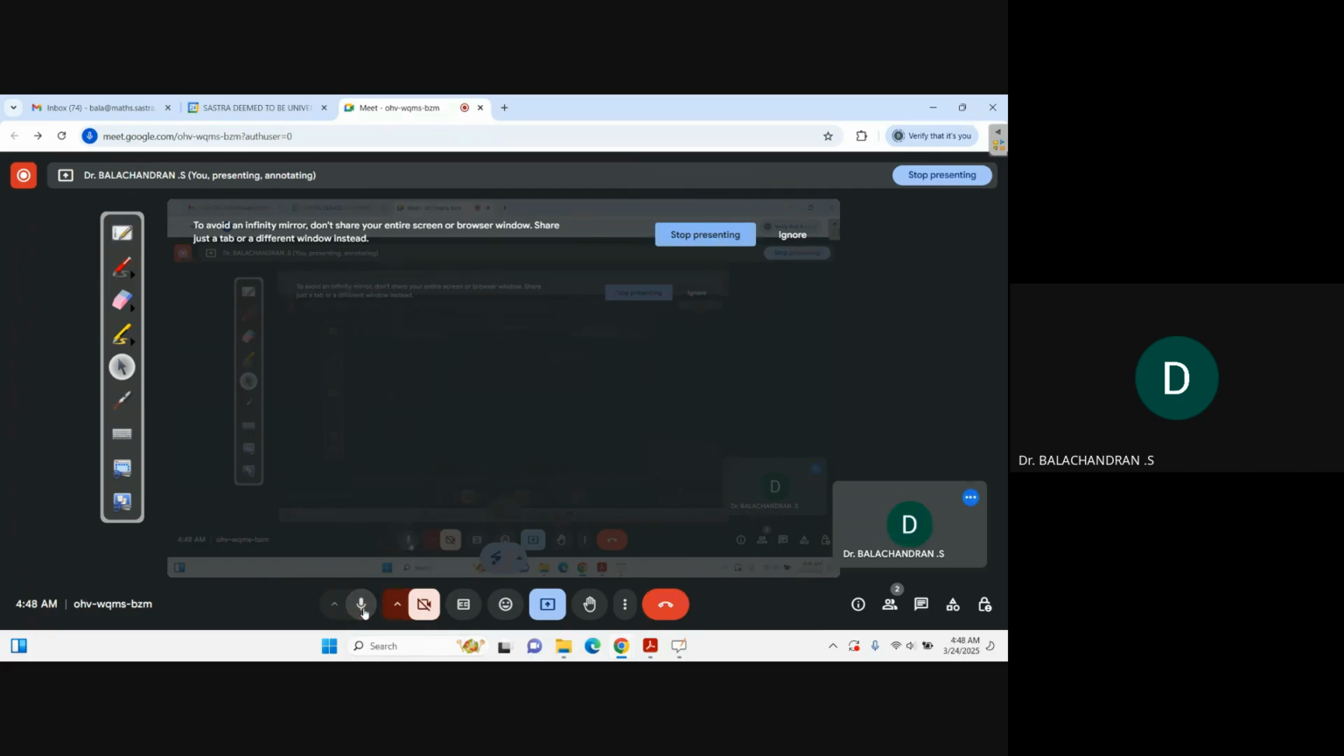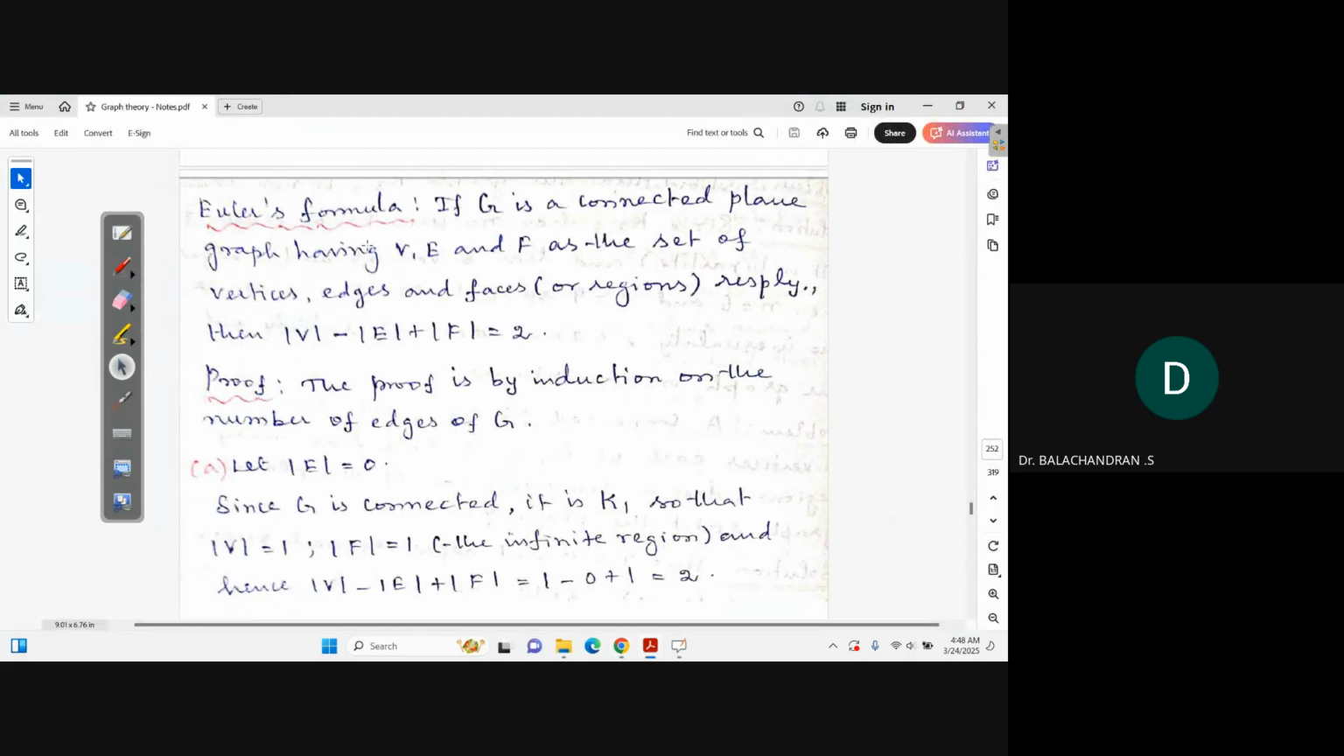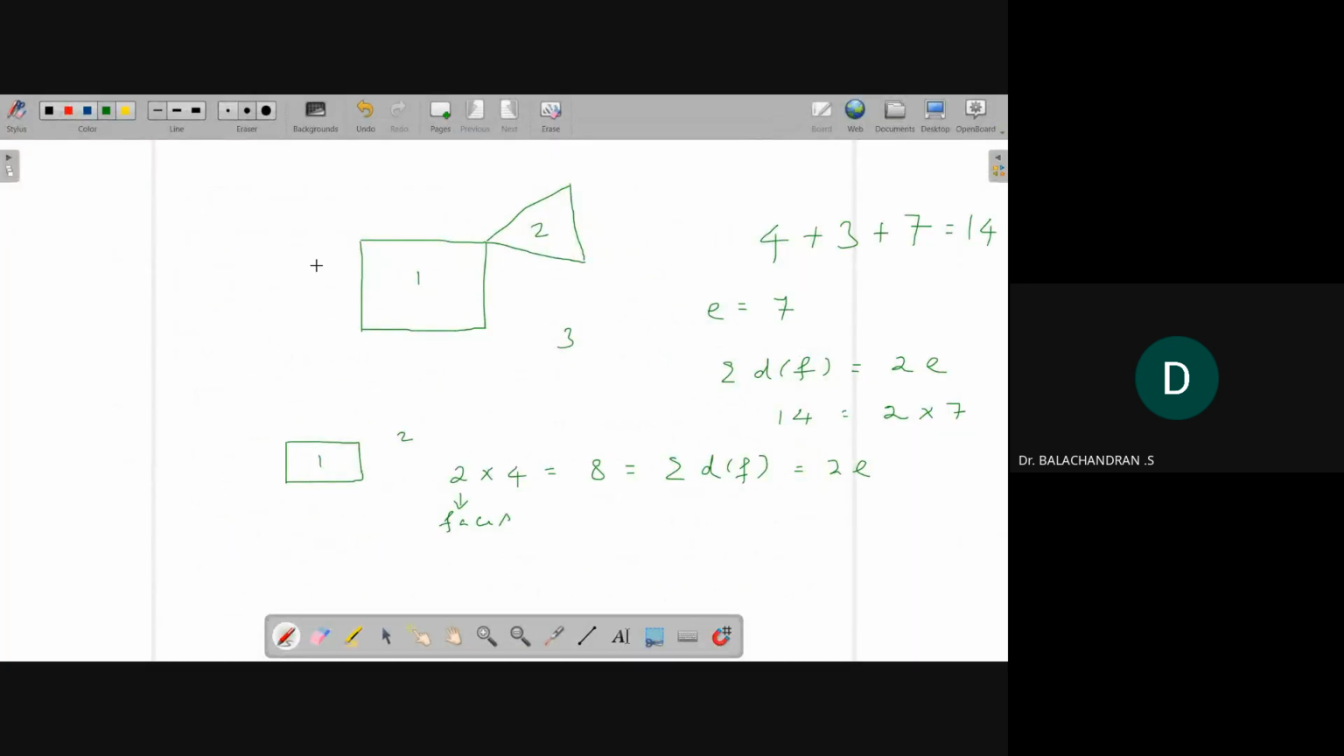Good morning. In this class, we will discuss the consequence of Euler's formula. Based on Euler's formula, we'll solve some problems, especially problems on planar graphs. I think you know what Euler's theorem is: cardinality of V minus cardinality of E plus cardinality of F equals 2. That is N minus E plus F equals what? 2.